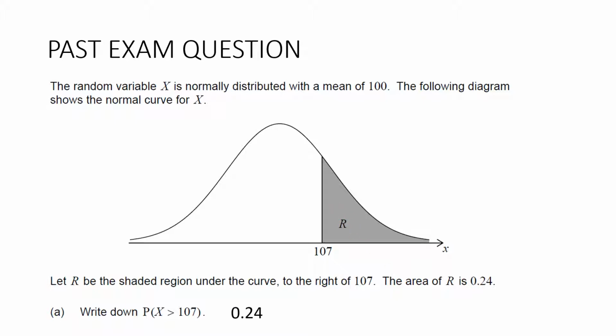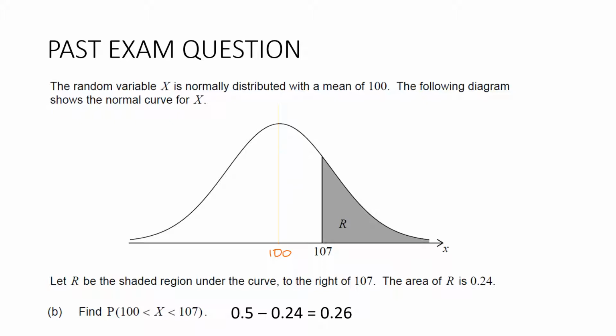Nice easy question. B. Find the probability that x lies between 100 and 107. So we know that the mean is 100, so we can draw that in. That's this peak here. And between here and infinity lies half the values. So that's 0.5, all of that. So to find this part in here, we do 0.5 take away the part that we have, which is 0.24, so that's the probability.